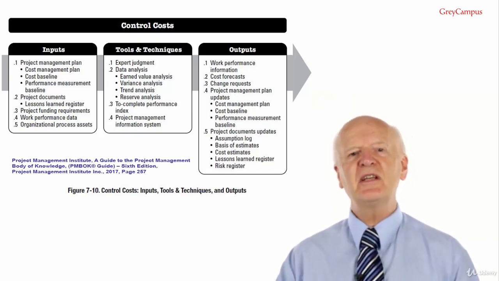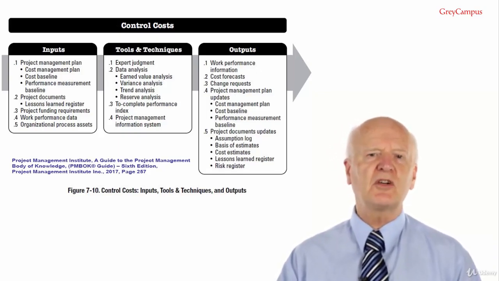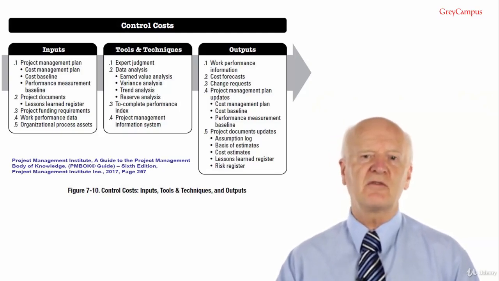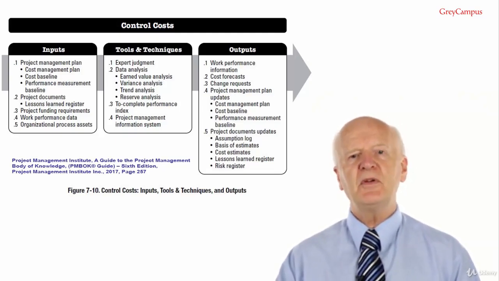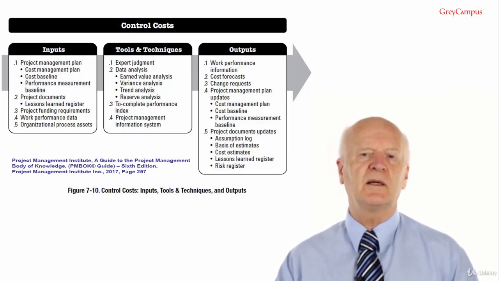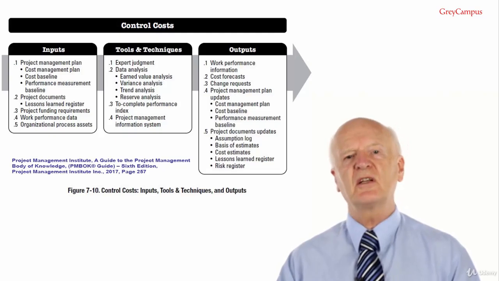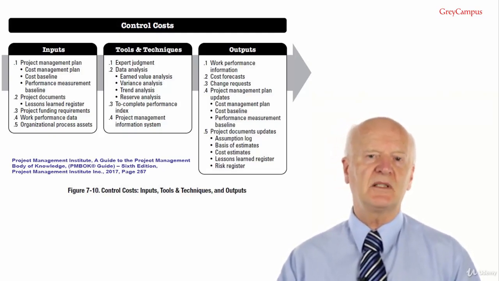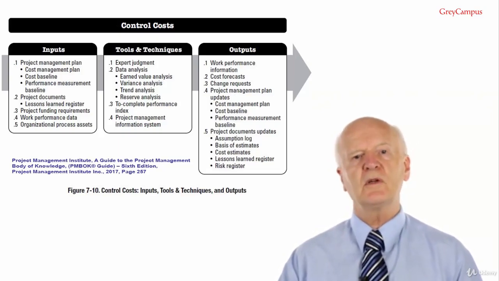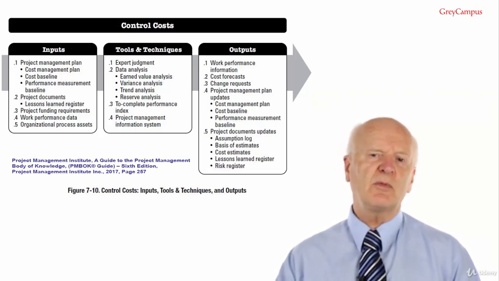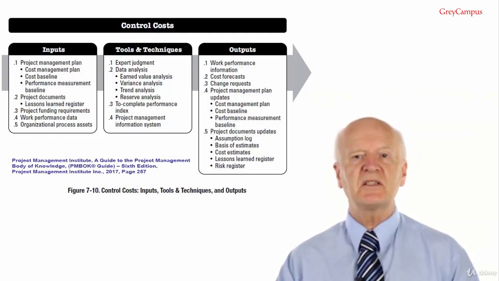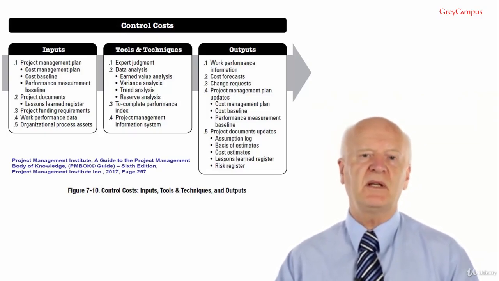Input number 2, project documents. Examples of project documents that may be considered as inputs for this process include the lessons learned register. Input number 3, project funding requirements. The project funding requirements include projected expenditures plus anticipated liabilities. Input number 4, work performance data. The work performance data contains information on project status, such as what costs have been authorised, incurred, invoiced and paid.